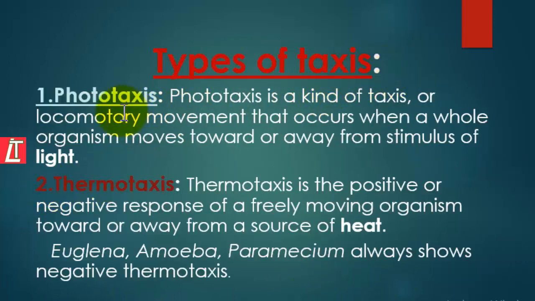Types of taxis. Phototaxis. Phototaxis is a kind of taxis or locomotory movement that occurs when a whole organism moves toward or away from a stimulus of light. Thermotaxis. Thermotaxis is the positive or negative response of a freely moving organism toward or away from a source of heat. Euglena, amoeba, paramecium always show negative thermotaxis.